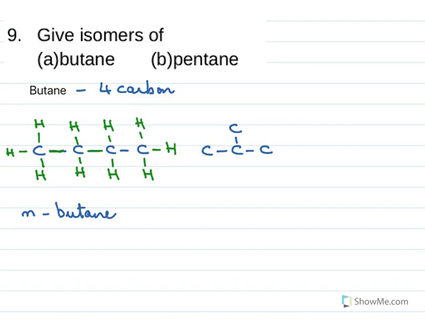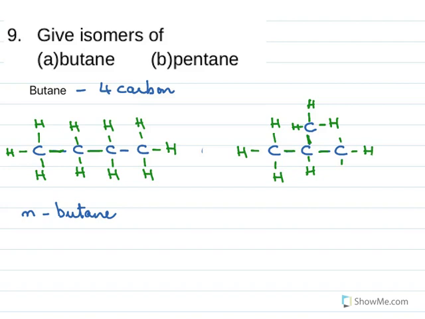Now for the second one, again we are going to put hydrogens. Hydrogen, hydrogen, hydrogen, and remember there was a carbon attached here. So this carbon also will have one hydrogen here, one hydrogen here, one hydrogen here, and this is the third. So here also 1, 2, 3, 4. So this would be also another structure of butane.